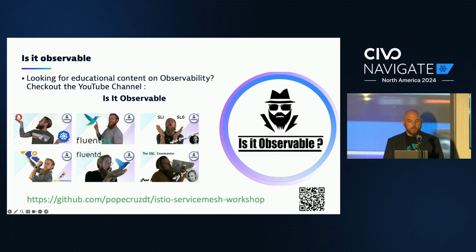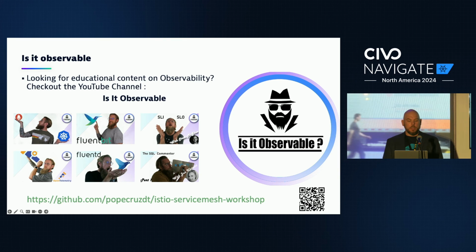And then I'll leave this up here for just a moment so that you can copy it if you want to look at the actual workshop that's out there on GitHub, so that you can actually deploy this onto your Kubernetes environment and see the observability in line with the Istio service mesh.